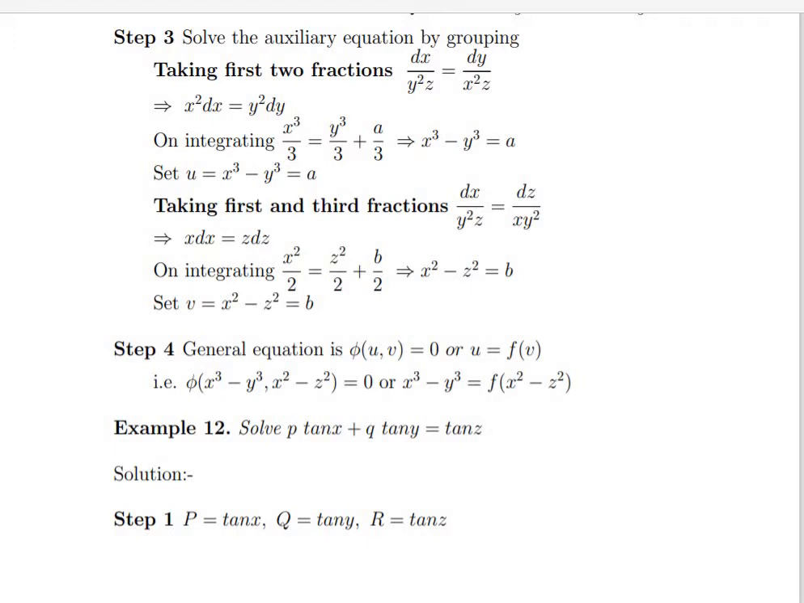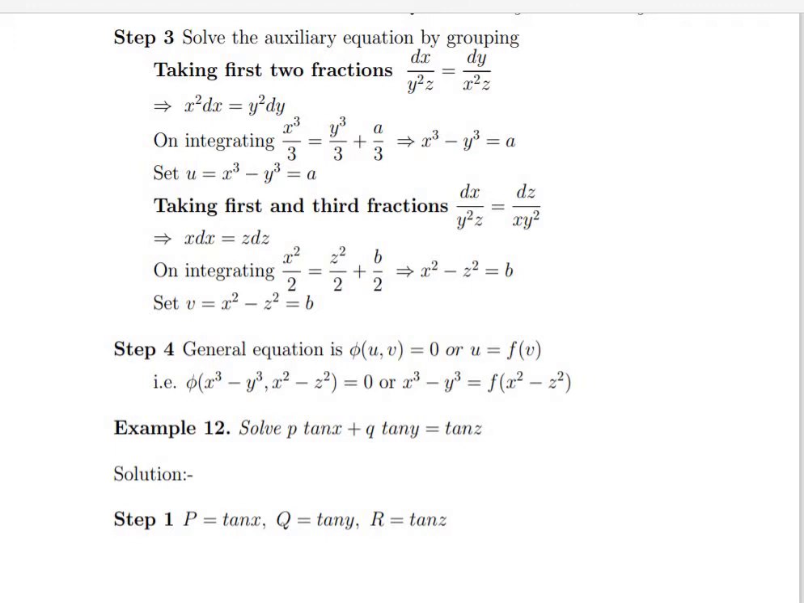On cross multiplying, the equation becomes x square dx equal to y square dy. Now we can apply integration for getting the answer. On applying integration, we will get x cube by 3 is equal to y cube by 3 plus an integrating constant, but for our simplification, we will take the arbitrary constant as a by 3.